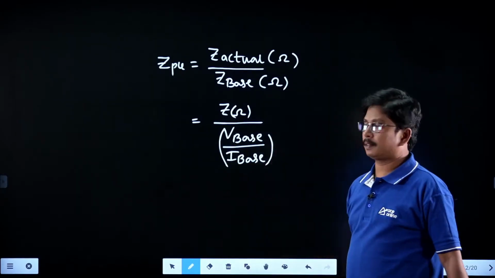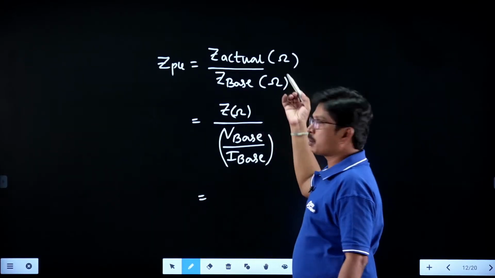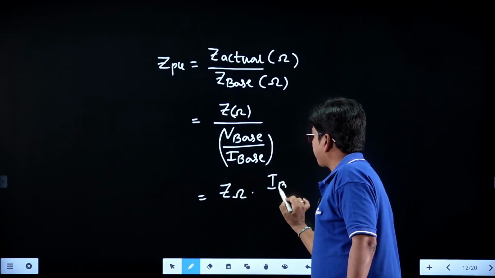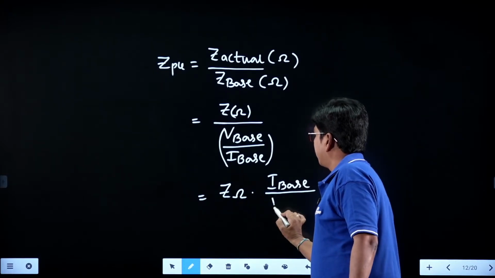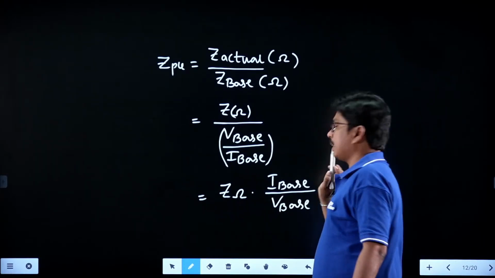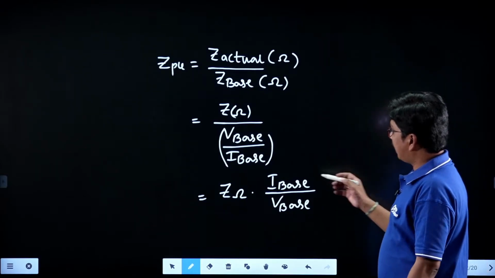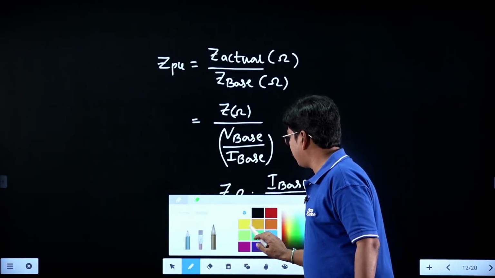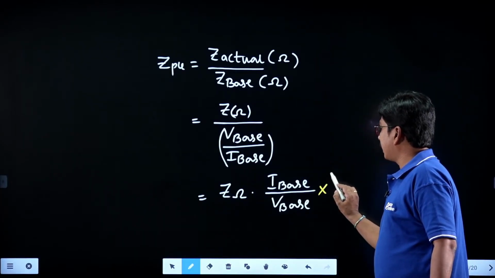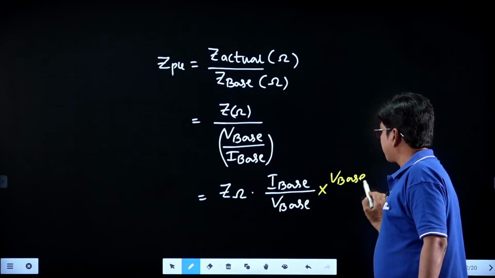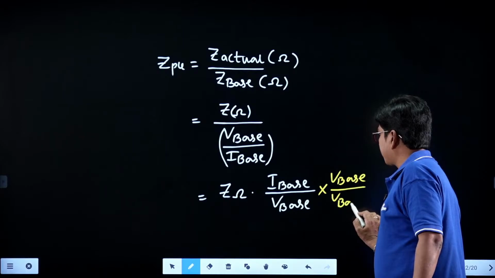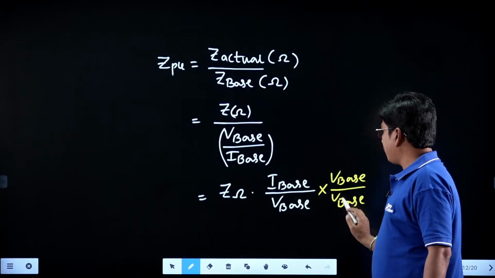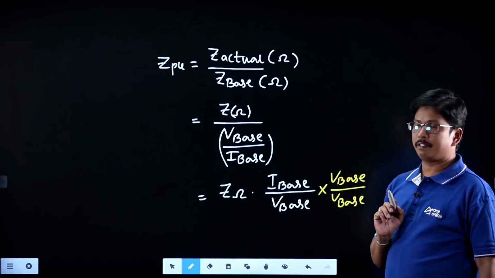V base divided by I base. Now you can send I base to the numerator, it will be Z in ohms into I base divided by V base. I base divided by V base. You can multiply this in the numerator and denominator with V base. It is V base divided by V base. Then what will it be? V base into I base will be S base, and V base into V base will be V base square.